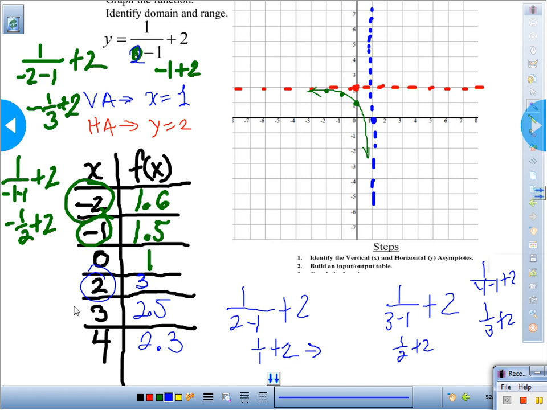All right, plot that. 2, 3. 3 and 2.5. And 4, 2.3, which is right there. So if he was to graph this, it would go something like that.